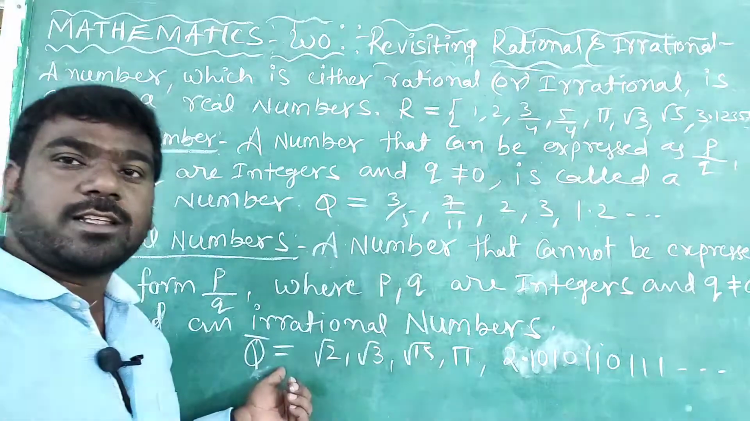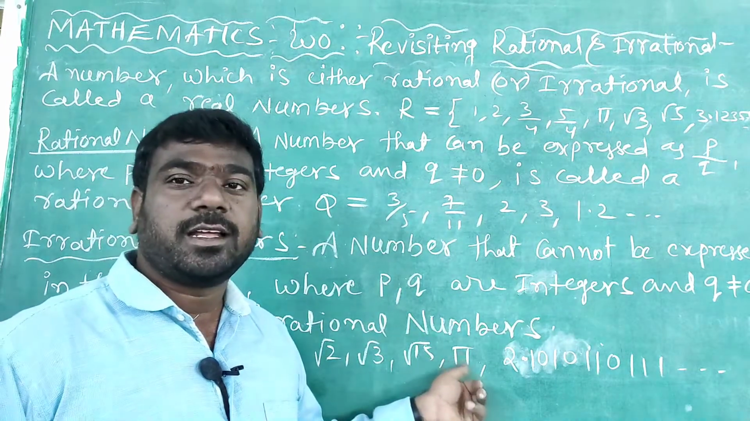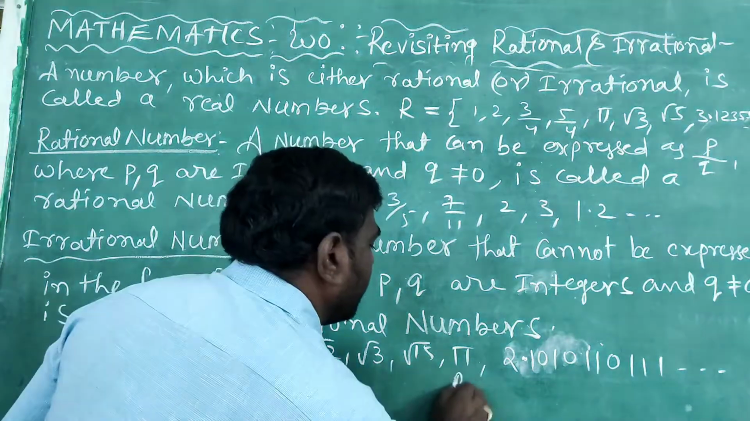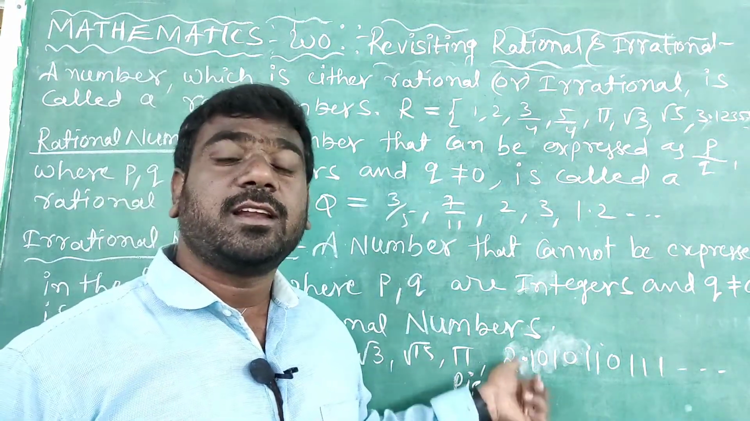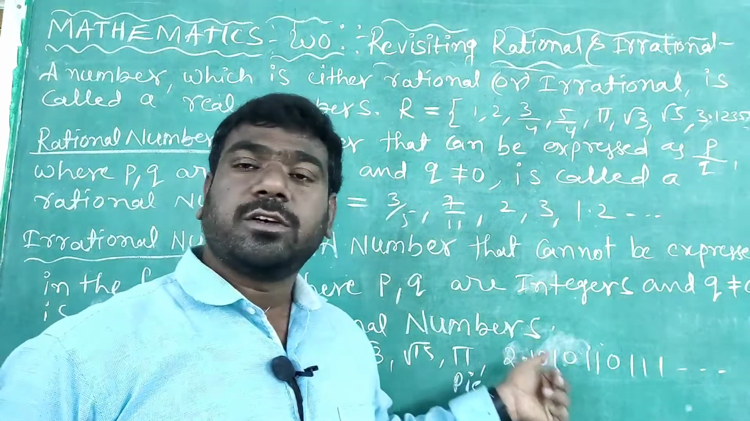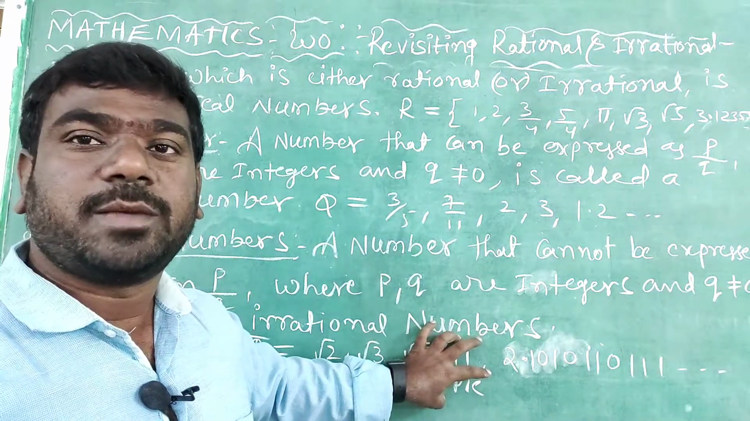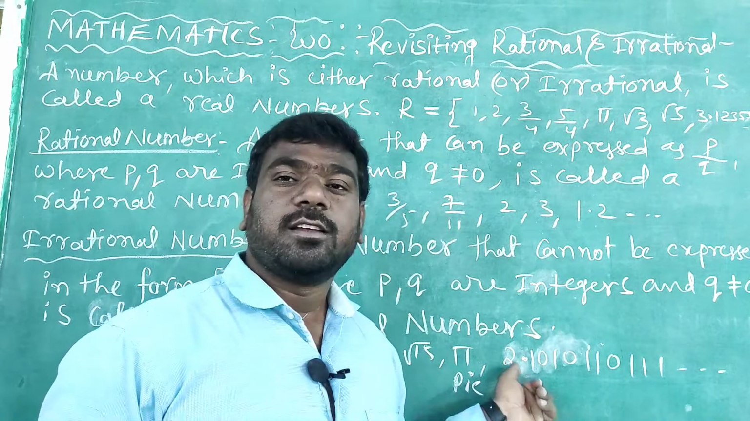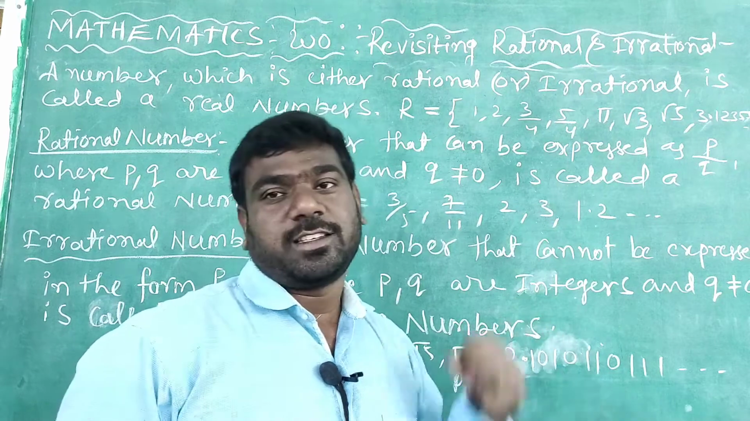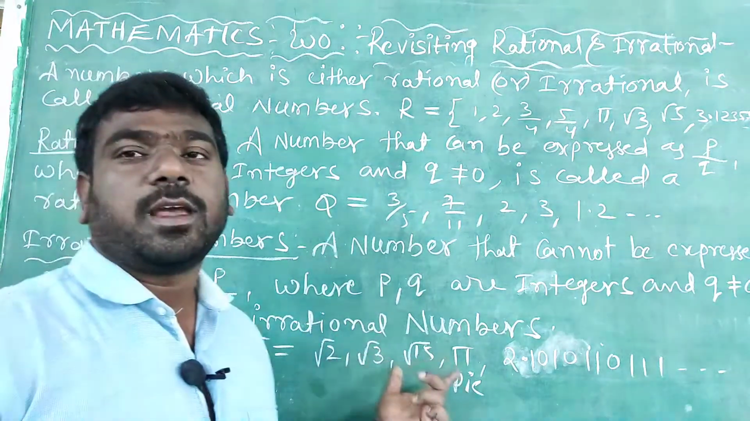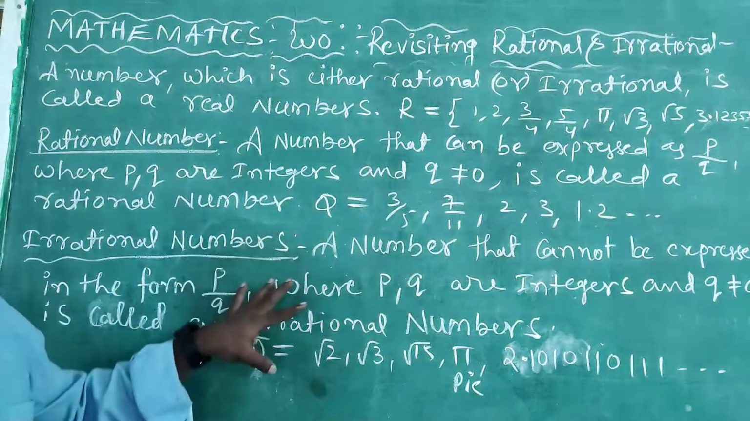Some examples of irrational numbers here: root 2, root 3, root 15, 11, pi. The name is called pi. Here it is a non-terminating, non-recurring decimal number, so it is called an irrational number. These are some examples of irrational numbers. It is a non-terminating, non-recurring decimal number, called an irrational number. If you want to, take a quick screenshot here.